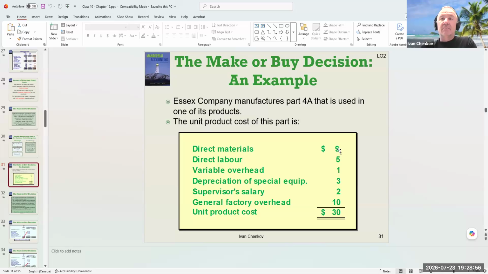General factory overhead. Do I have to pay that? Well, the company pays it regardless of whether I produce this product or not. That cost is not going to be affected. So how much is our actual cost per unit? It's going to be 1 and 9, 10, 5 and 2, $17. $17.